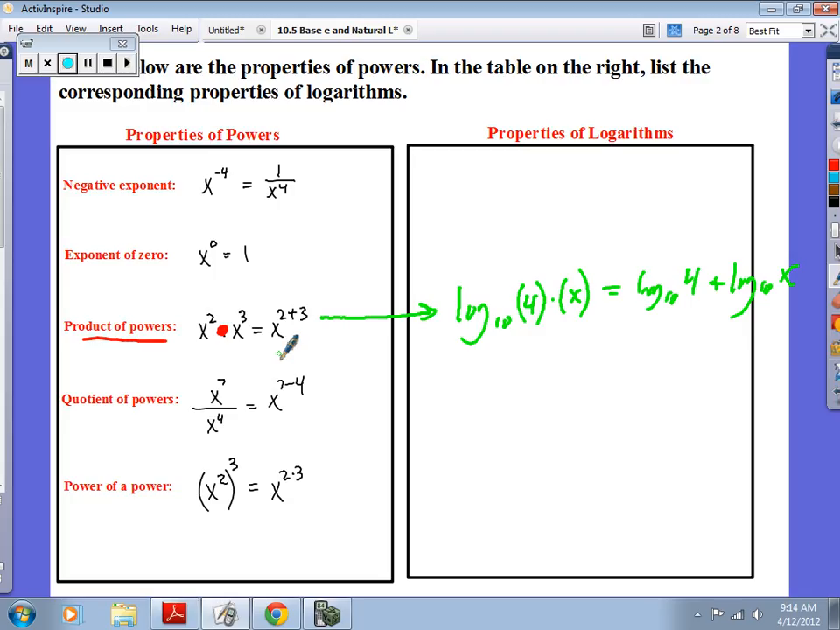Do you remember this quotient property of powers? If you're dividing them, what do you do with the exponents? Okay, let's do a log. Morgan? Let's write log in base 10 of 4 divided by x. So now I'm taking the log of a fraction. What does the property say you can rewrite it as?